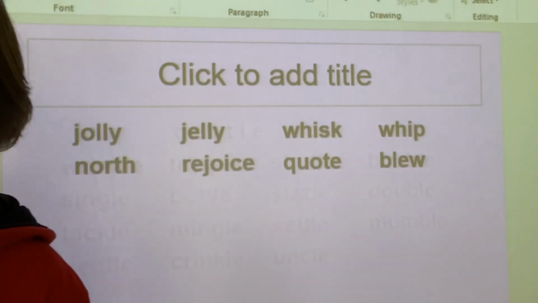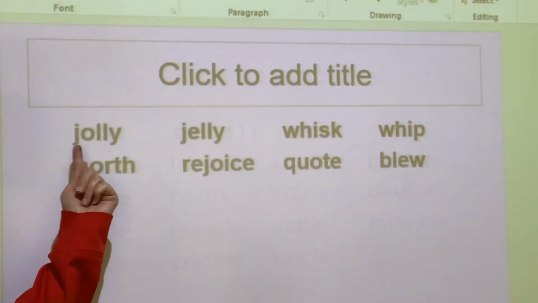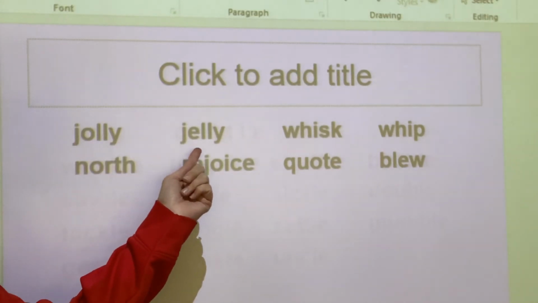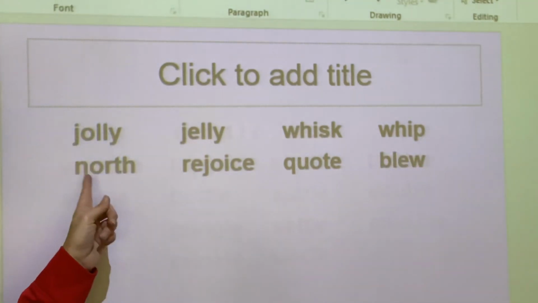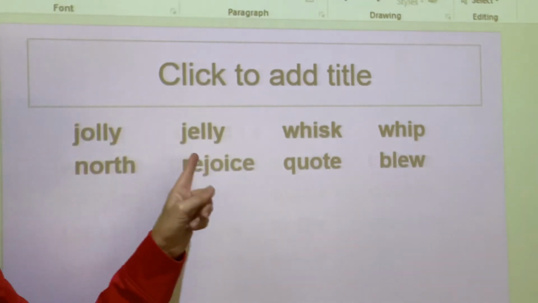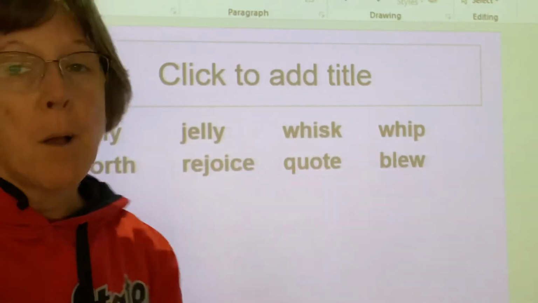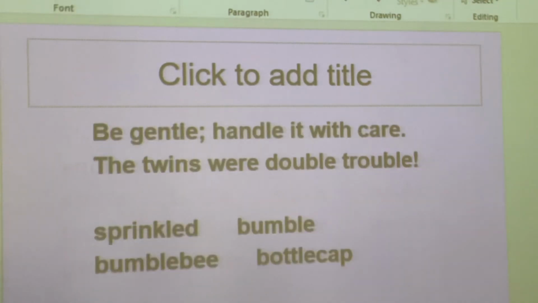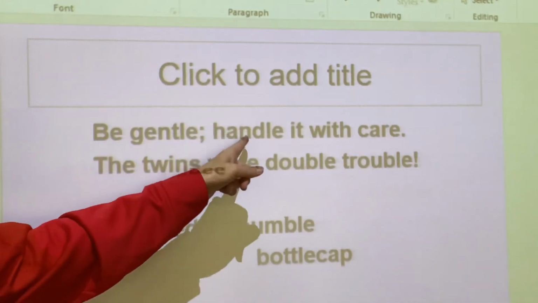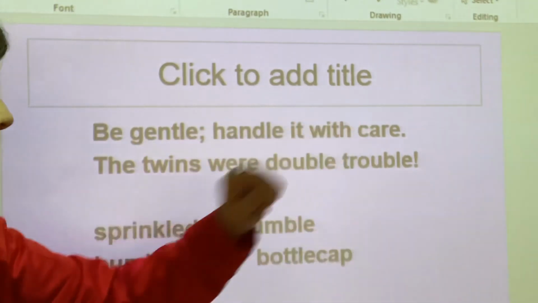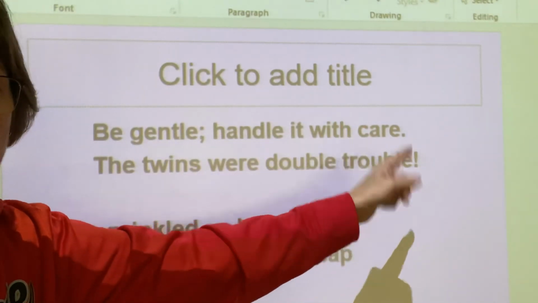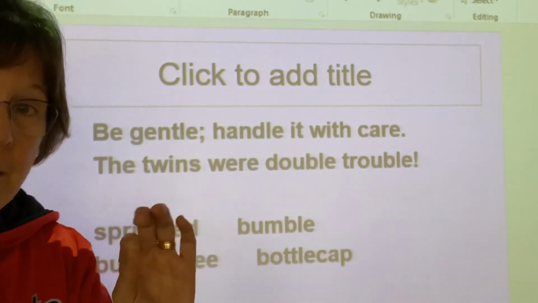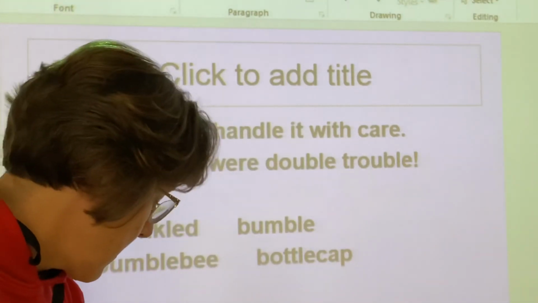Okay, let's read a few more words. Let's just read them. Jolly, jelly, whisk, whip, north, rejoice, quote, blue. And here's a sentence or two. Be gentle, handle it with care. The twins were double trouble. Did you find all the consonant LE words that are there?